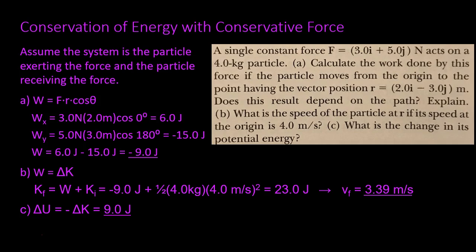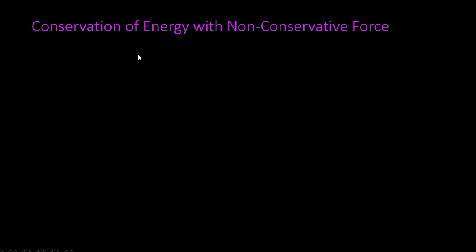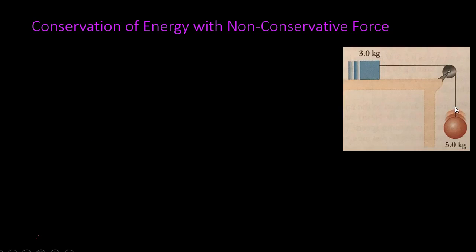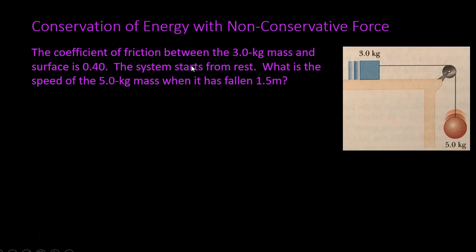Now we're going to look at a problem involving non-conservative forces. Here we have a modified Atwood machine. We have a hanging mass that's going to drag this block along a table, and there is going to be friction involved, so we're dealing with a non-conservative force. The coefficient of friction between the 3 kilogram mass and the surface is 0.4. The system starts from rest. What is the speed of the 5 kilogram mass when it has fallen 1.5 meters?